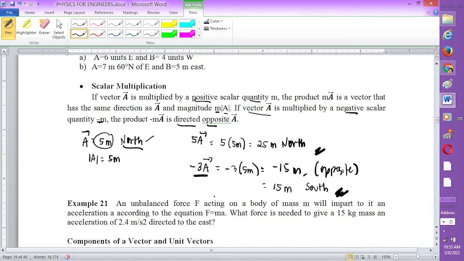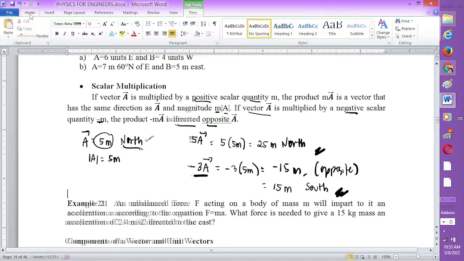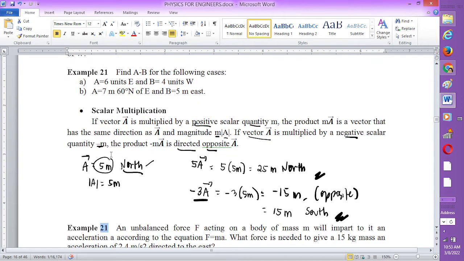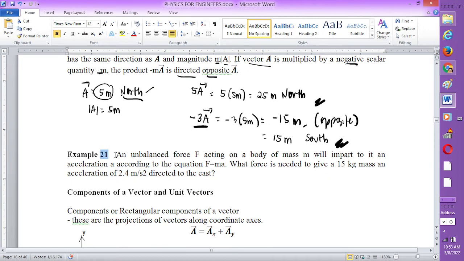By the way, we are only at example 21, so the numbering was wrong. Supposedly, this is example 22. I'm sorry, we made a mistake in the numbering of the example. For example 21, we have an unbalanced force acting on a body of mass m that will impart to it an acceleration a, according to the equation F equals ma. So this is our working formula, class. The question is, what force is needed to give a 15 kilogram mass an acceleration of 2.4 meters per square second directed to the east?